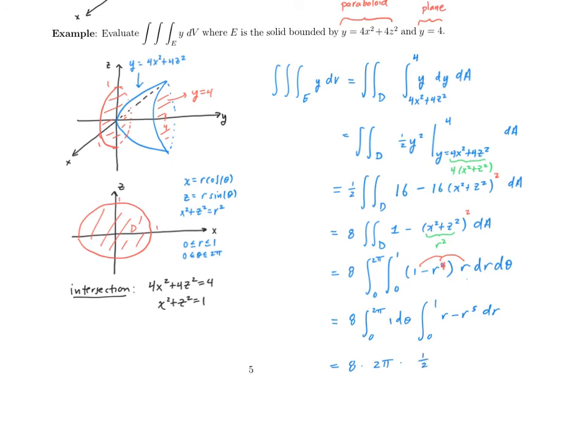Anti-differentiating in the second, we would have 1/2 r squared minus 1/6 r to the 6 from r equals 0 to 1. That gives us 16 pi multiplied by the quantity we get when r is equal to 1, 1/2 minus 1/6, and we subtract away what we get when r is 0. And that leaves us with the following value, and as usual, leaving it in this form is certainly okay with me. And this completes our current video.